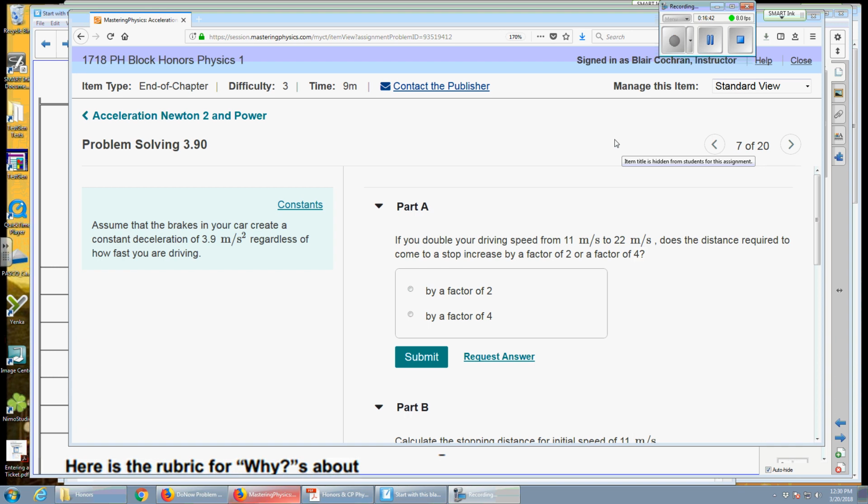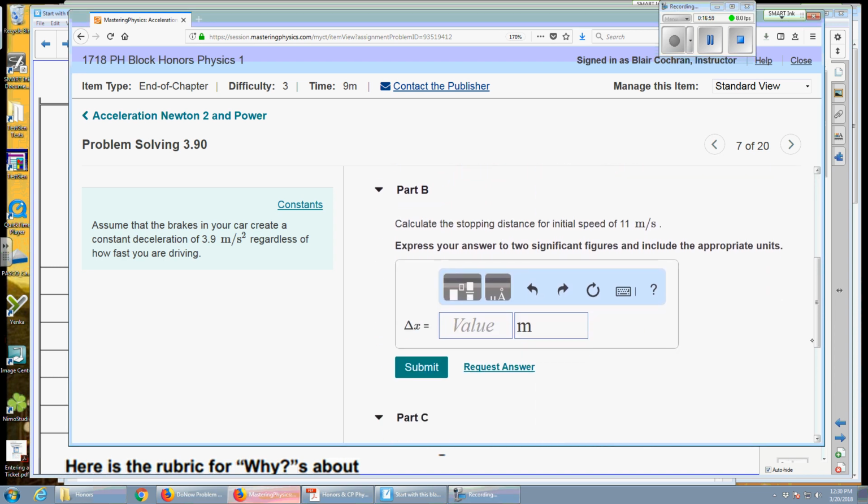All right, so number 7, and then we'll get to number 16. On 7, I'm going to let you answer part A on your own because, quite frankly, I answered B and C, and then answered part A. So your brakes cause a constant deceleration regardless of how fast you're driving. Not really true, but let's assume it. And relate the stopping distance to the initial speed.